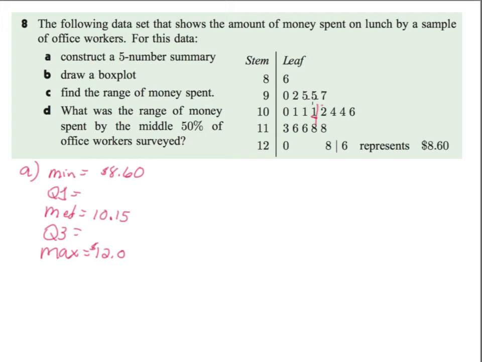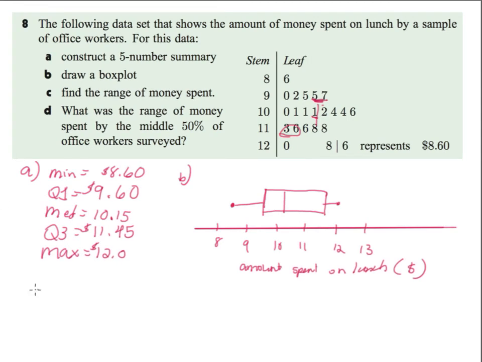Quartile 1 is halfway between, is the middle of my lower half of my data, so that's between the 5 and the 7 there, so that's 9.60. And quartile 3 is halfway between the 3 and the 6, or 11.3 and 11.6, which is 11.45.